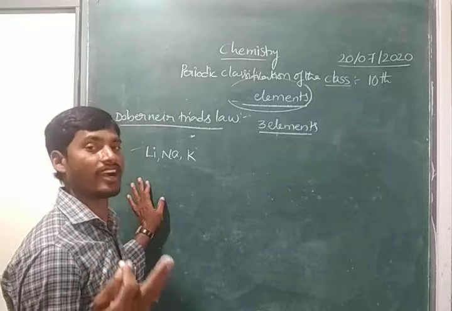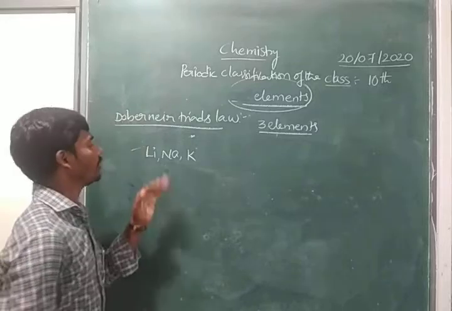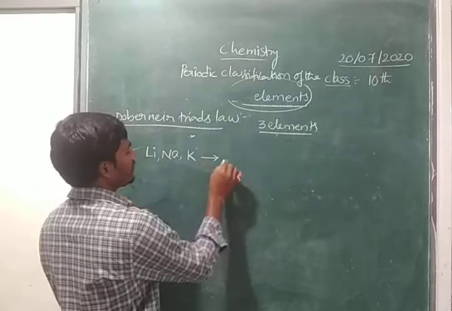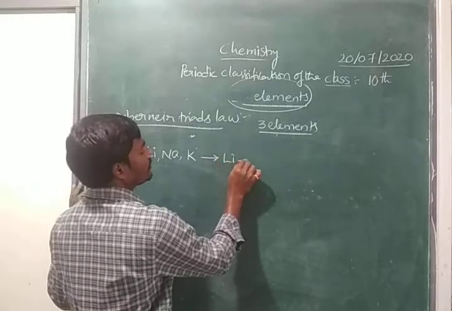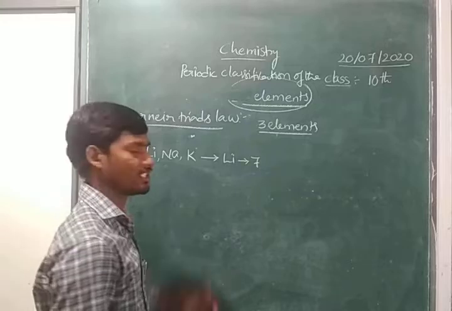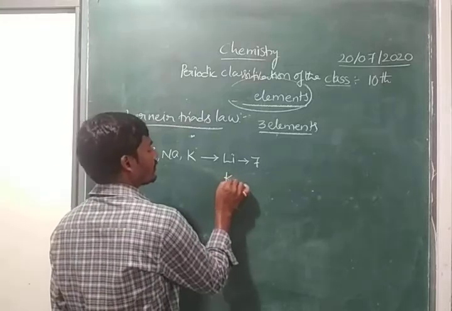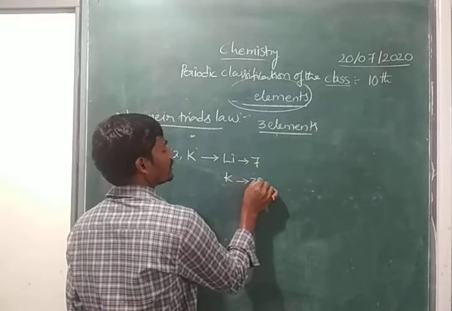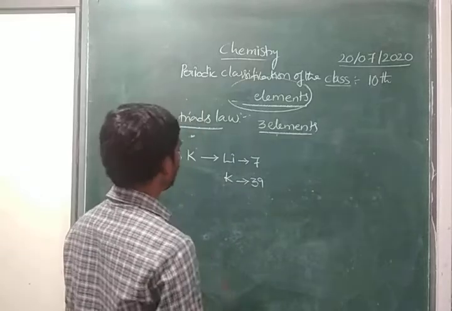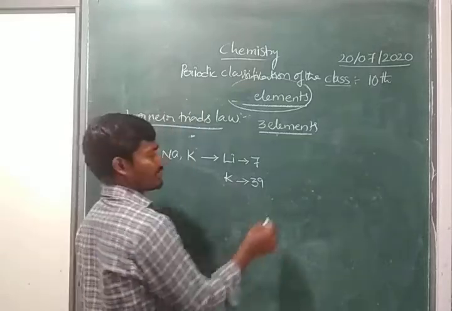Tri means 3, R means elements. Right, children? So lithium, sodium, potassium. Suppose we consider these 3 elements. The atomic mass of lithium is 7. What you know is that the atomic mass of potassium is 39.